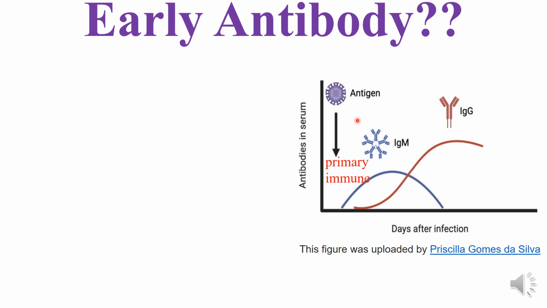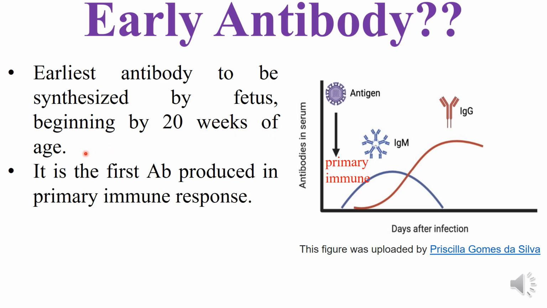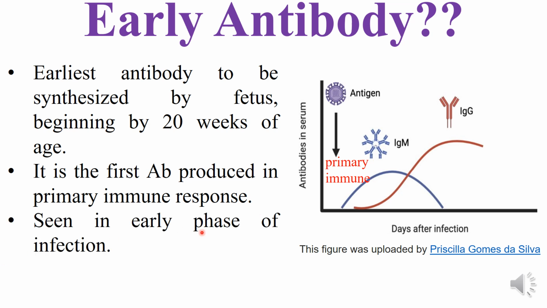and therefore it's the earliest antibody to be synthesized by the fetus beginning by 20 weeks of age. It's the first antibody produced in primary immune response, and it is seen in early phase of infection. Due to all these reasons, immunoglobulin M is known as the early antibody.